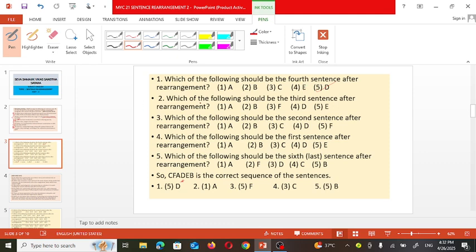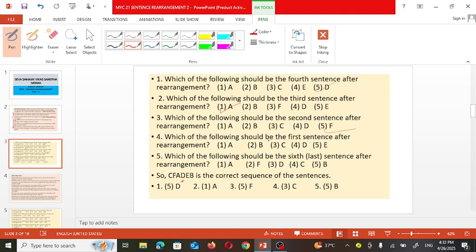D. Then, which of the following should be the third sentence? The third sentence can be A. So A option is given for 1. Which of the following should be the second sentence in this sequence? F will be the second sentence. So F option is given for 5.